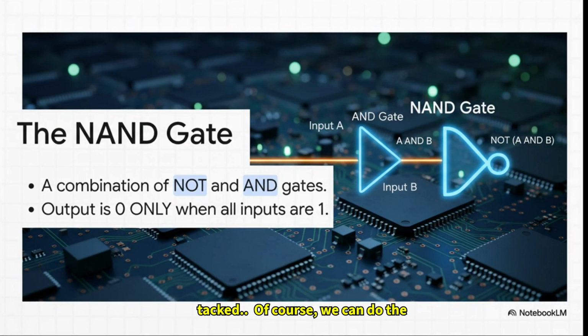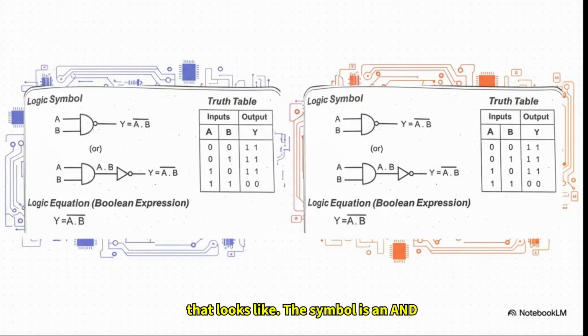And of course, we can do the exact same trick with the AND gate. Combine a NOT and an AND and you get a NAND gate. Its behavior is the complete opposite of the AND gate. It outputs a 0 only in that one specific case where all of its inputs are 1. And here's what that looks like. The symbol is an AND gate with that same little NOT bubble. And the truth table, it's a mirror image of the AND gate's. The output is always 1 unless both inputs are 1.